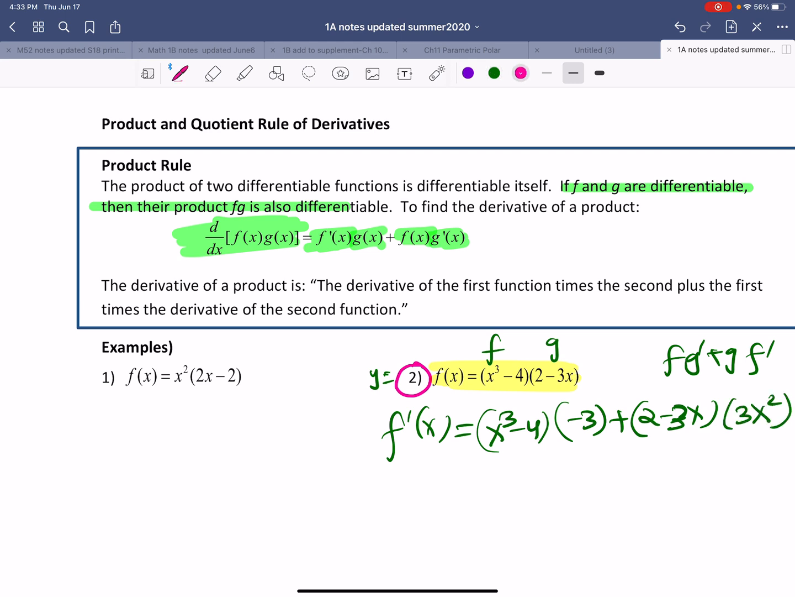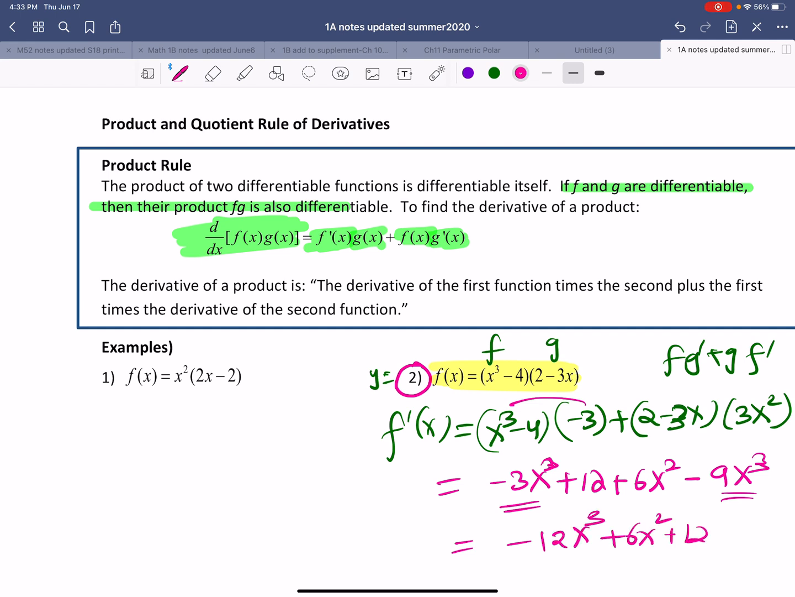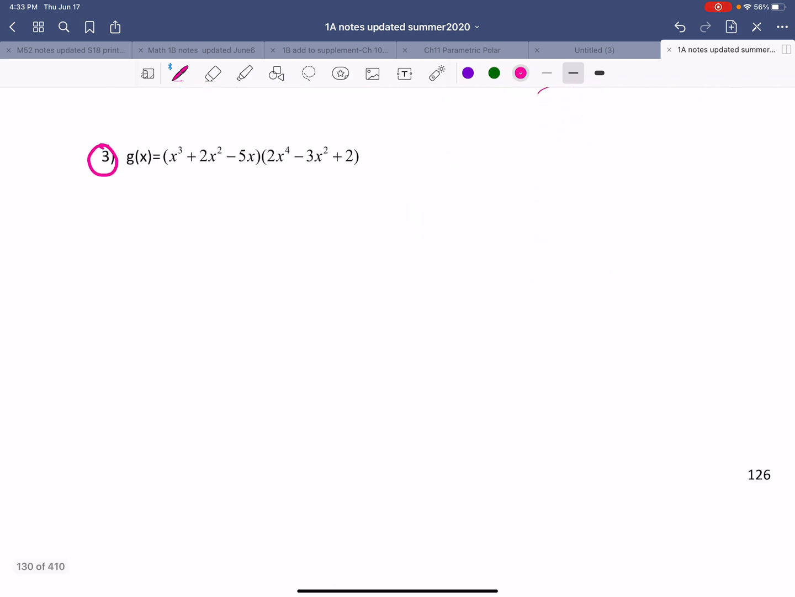And now I'm going to simplify. Sometimes simplification is going to take a long time, and I would just skip that foiling part. So this turns out to be negative 3x to the third plus 12 plus 6x squared minus 9x to the third. And combining like terms, that would be negative 12x to the third plus 6x squared plus 12. That would be it. There are no more like terms. We cannot combine any more terms over here, and that would be the end for this problem.